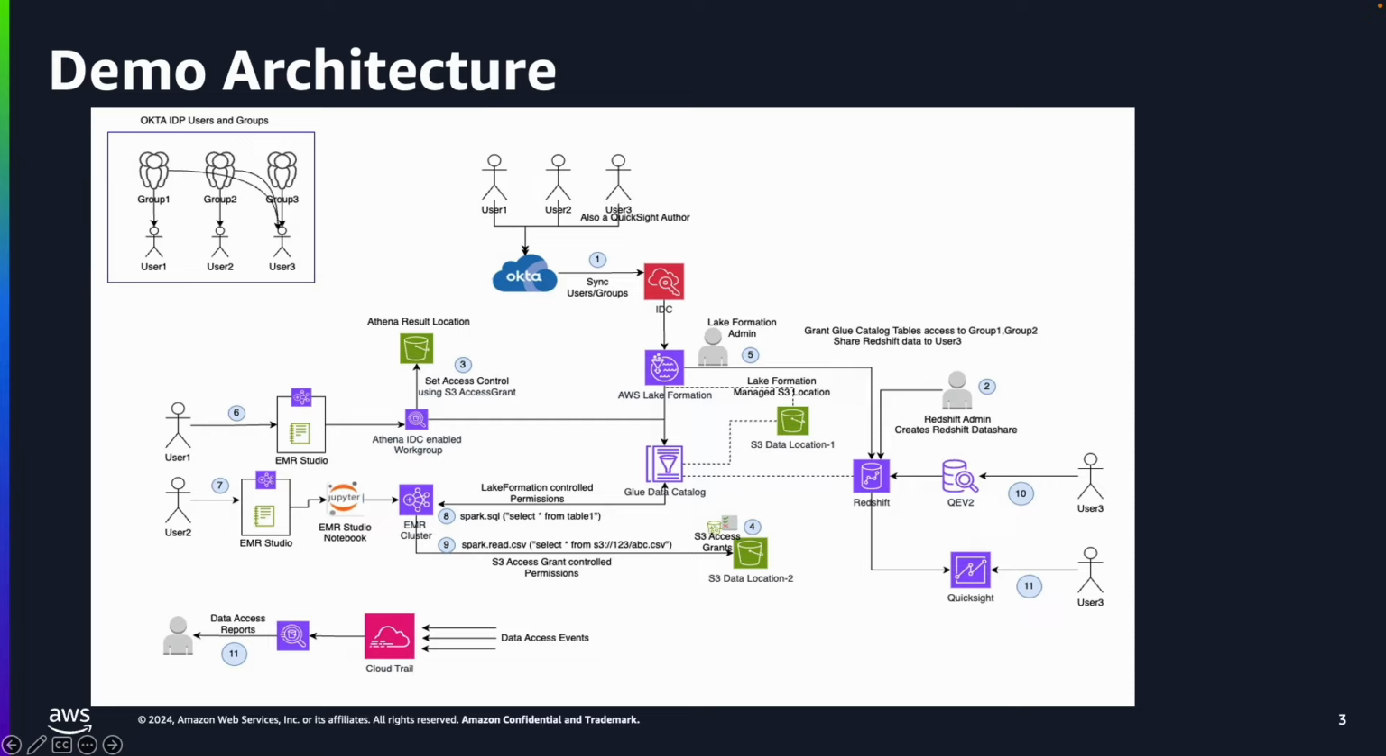In step 4, we create S3 access grants to a different S3 bucket which is not managed by Lake Formation. In step 5, the AWS Lake Formation administrator grants access to the Glue catalog database and table to user 1 and user 2. The Lake Formation admin also grants access to the Redshift data share to user 3.